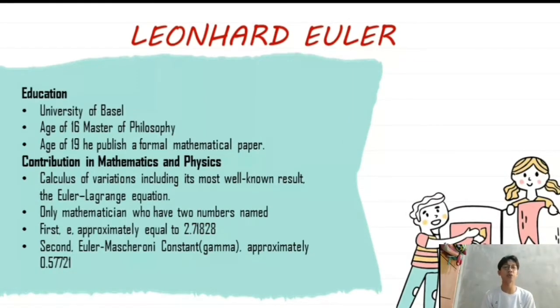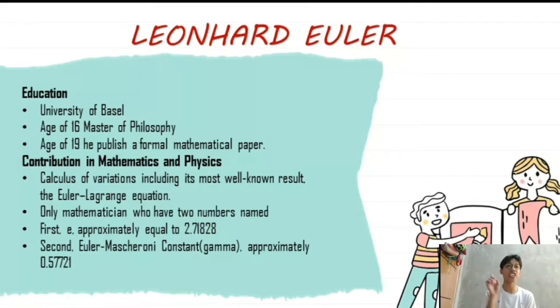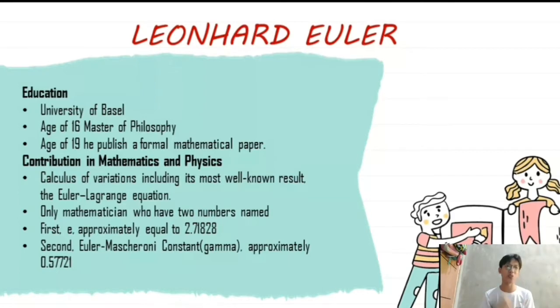He studied at the University of Basel. He took a Master of Philosophy at the age of 16, and later on he published his first formal mathematical paper at the age of 19. Yes, he started very young in mathematics, that's why he had a lot of contributions to it. But first, we're going to talk about his contributions in mathematics and physics.